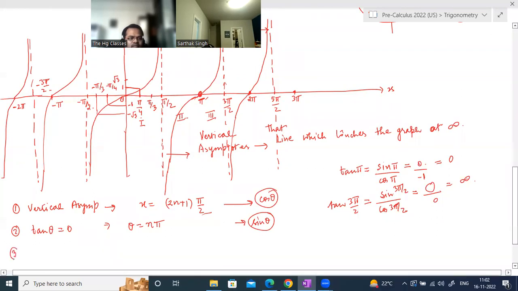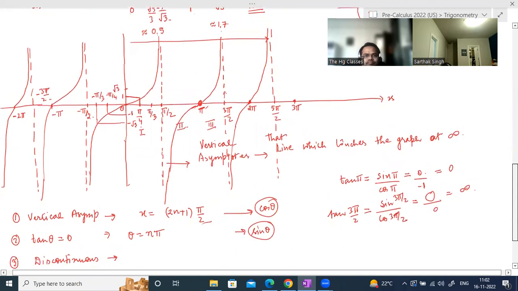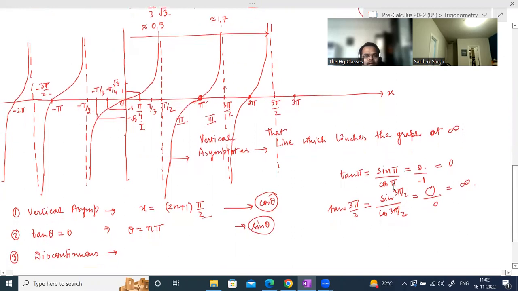And the third characteristic is the function is discontinuous. It has breaks. We cannot draw the graph of the function without lifting our pencil. It was not the case with sine and cos. And the fourth characteristic is it passes through origin.